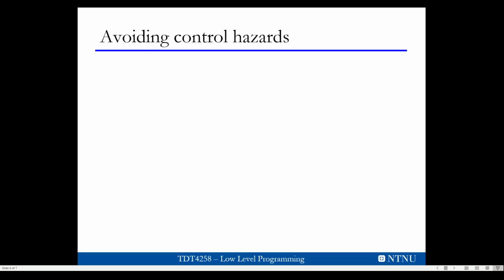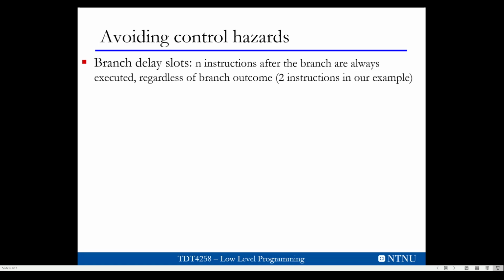Okay, let's see if we can avoid these control hazards. Well, the problem is that for some time after fetching the branch, we do not know what the correct execution path is. One solution to avoid these kinds of hazards is that for those cycles, you try to execute instructions which are independent of the branch. So irrespective of whether the branch is taken or not, you can always execute those instructions.